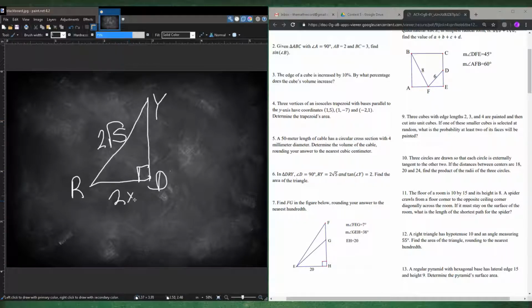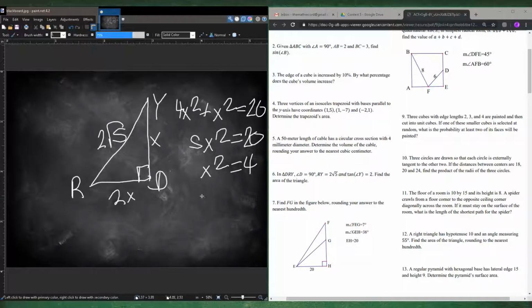So this is 2x to x. This is tangent, which is opposite over the adjacent. Find the area of the triangle. So let's use the Pythagorean theorem. So 2x squared is basically 4x squared, plus x squared is equal to 2 square root 5 squared, which is 4 times 5, or 20. So this 5x squared is equal to 20. So x squared is equal to 4, and x is equal to 2.